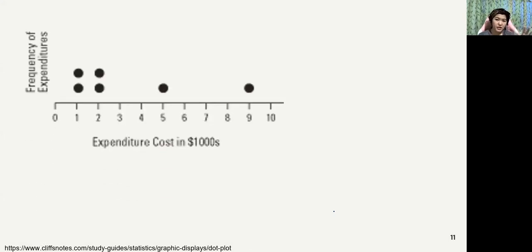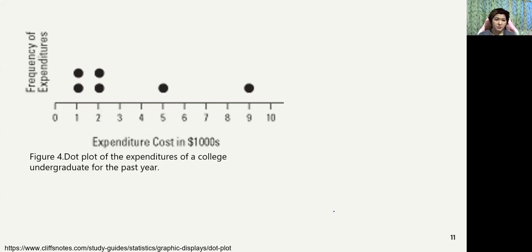Another one, we have what we call dot plot. Medyo similar sa pictogram, but this is not very common. Okay? Here, the dot plot of the expenditures of a college undergraduate for the past year. So, these 1, 2, 3, 4, 5, 6, 7, 8, 9, it depends, no? What could these be? Okay? So, what is 1? What is 2? What is 5? Does it reach 1,000? Does it reach 9,000?